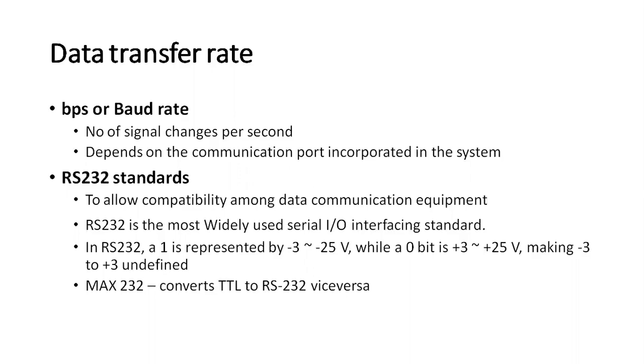But in RS-232 the signal level will be different. If it is 1, then it is -3 to -25 volts. If it is 0, then +3 to +25 volts, right? So -3 to +3 is undefined. In the microcontroller, the signal level 0 means 0 volt, and 1 means 5 volts. What about here? 1 means -3 to -25 volts in RS-232 communication. So the signal level will be different between your system and your microcontroller.